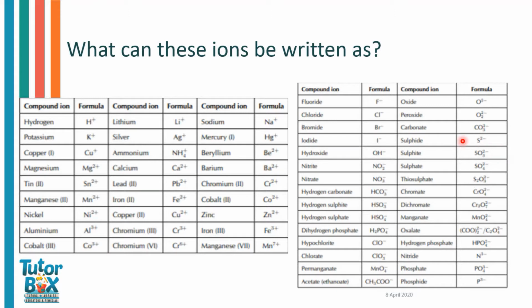So that's just your normal sulfide. This is sulfite, which has an oxygen, sulfate, thiosulfate, chromate, dichromate, manganate, oxalate. This one's not that important. Hydrogen phosphate, nitride, phosphate, and phosphide.